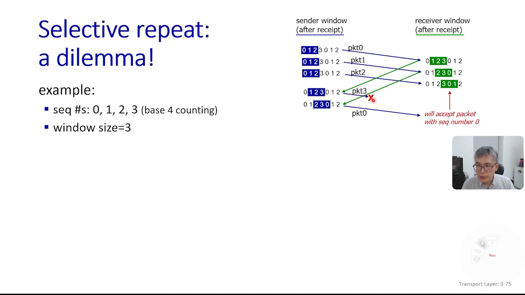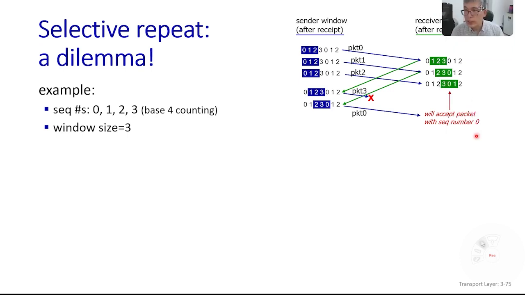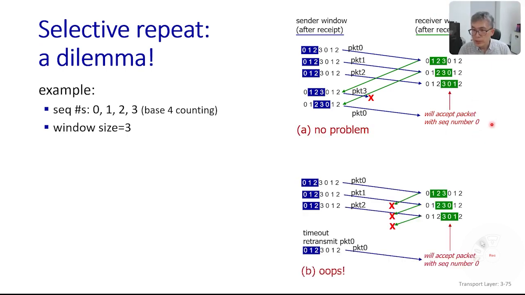But this is lost. And then packet 0 is transmitted, and the receiver will accept sequence number 0. So in that case, I think there is no problem, okay? Because this packet 0 is a different one, right? So this is fine, not a duplicate reception. Okay, but the second case is a problem. According to this sliding window, packets 0, 1, 2 are transmitted, and then all three acknowledgements are lost. And then timeout happens, retransmit packet 0, okay.